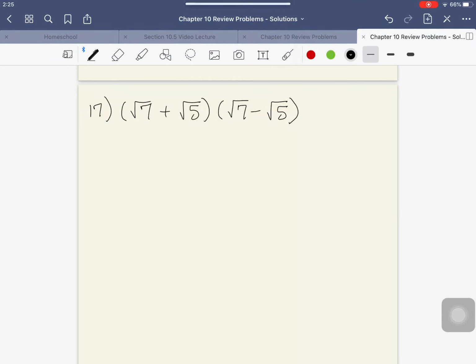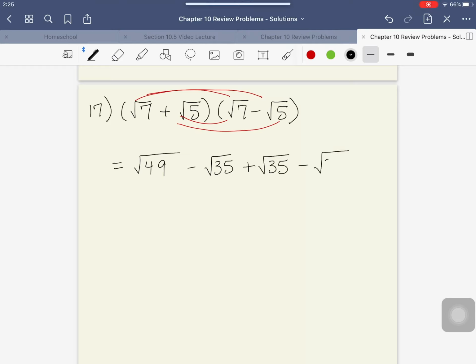All right, number 17. This one is similar to difference of squares. You'll see that the middle terms will cancel. So we're going to FOIL. And we get this first term, square root of 49, outer, minus the square root of 35, inner, plus the square root of 35, and last, minus the square root of 25. So those middle terms cancel. The square root of 49 is 7, minus the square root of 25 is 5, and 7 minus 5 is 2.